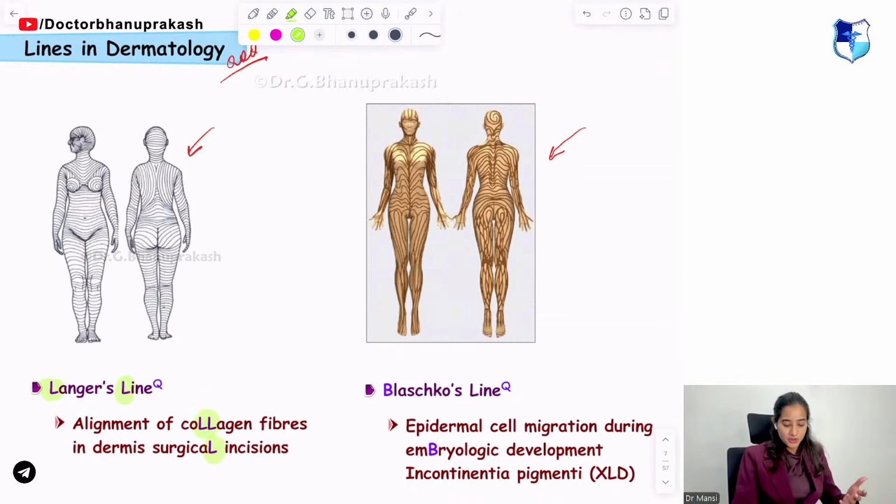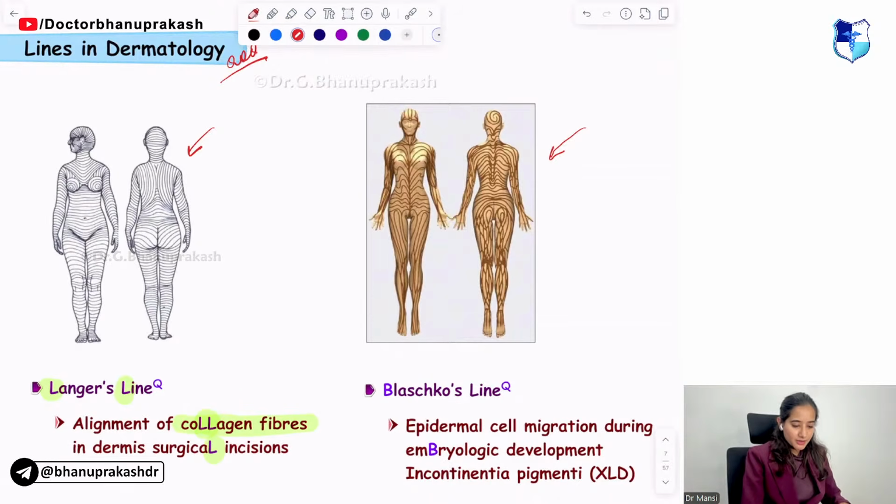Any surgeon is going to make an incision along these Langer's lines. If he does that, the scar will not be that bad after surgery. So this is the importance of it, because it is in the alignment of the collagen fiber. So two L's can make you remember this. Again, you see it is more straight in nature.